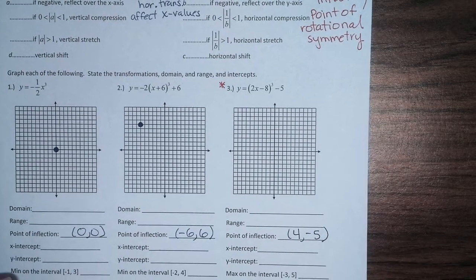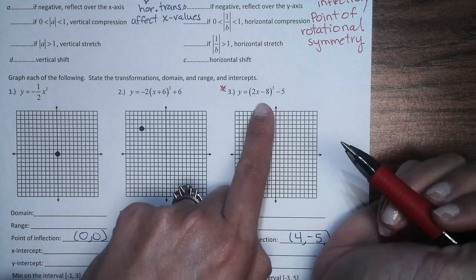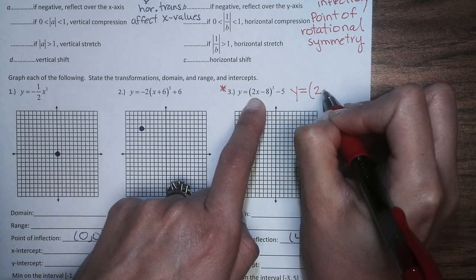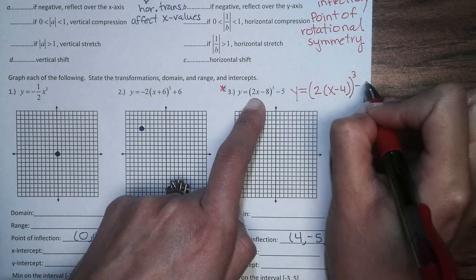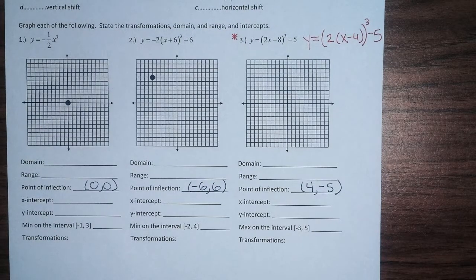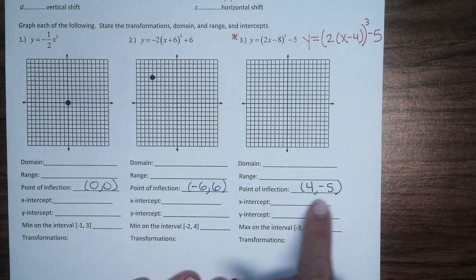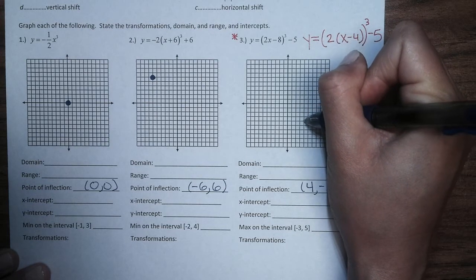But anyway, the inflection point for that should have been 4, negative 5. The reason why it's 4, negative 5 is because on your function here, you need to factor the 2 correctly. So I'm going to put y equals 2 parentheses x minus 4 cubed minus 5. That's what you need to do to your function before you can tell the right shift or the right inflection point. So example number 3 should be written as y equals 2 parentheses x minus 4 cubed minus 5. And therefore the inflection point is 4, negative 5. So let's graph it. 4, 1, 2, 3, 4, negative 5. 1, 2, 3, 4, 5.